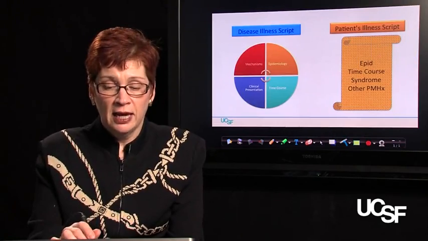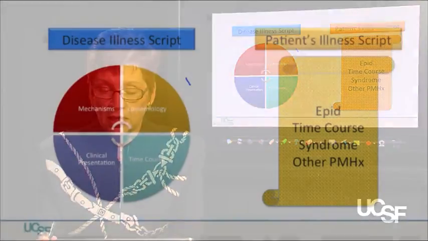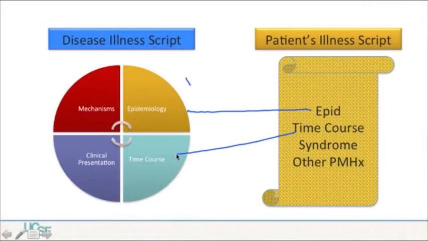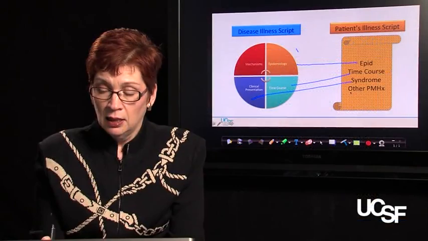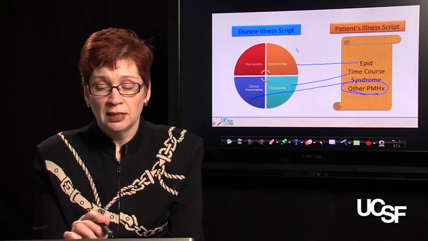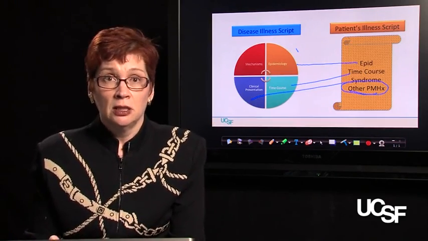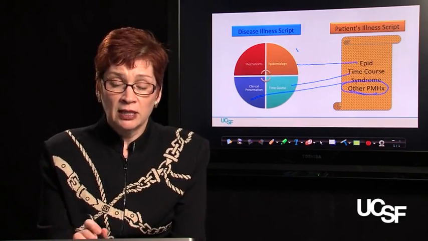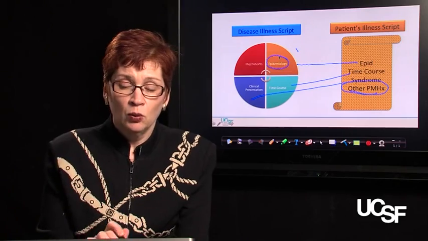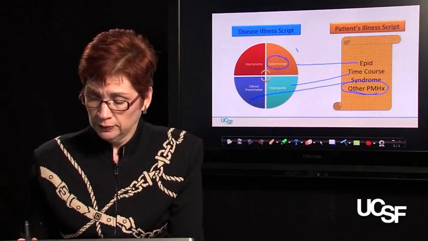So recall the elements of our disease illness script and look at the elements of our patient's illness script, and you can see they're almost identical. All we don't see, because it's unique to the patient and not to the disease, is past medical history that's not relevant to the acute complaint. Any past medical history relevant to the acute complaint would go into epidemiology as a risk or an exposure.